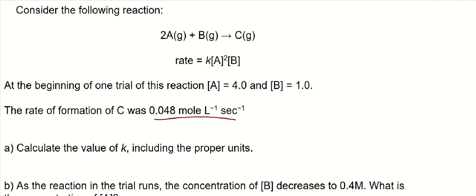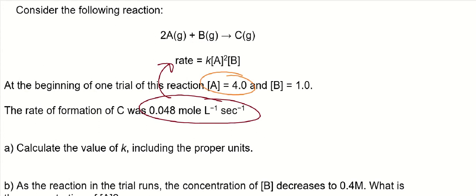Based off the rate that it gives us, rate of formation, C is a product, so it's forming molar or moles per liter. Calculate K. That's not too bad. We love to plug and play. All right, they give us the rate. I'm going to plug in right there where it says rate. Concentration of A, I'm going to plug in right there where it says concentration of A, and then concentration of B, I'm going to plug in right there. So let's do it.